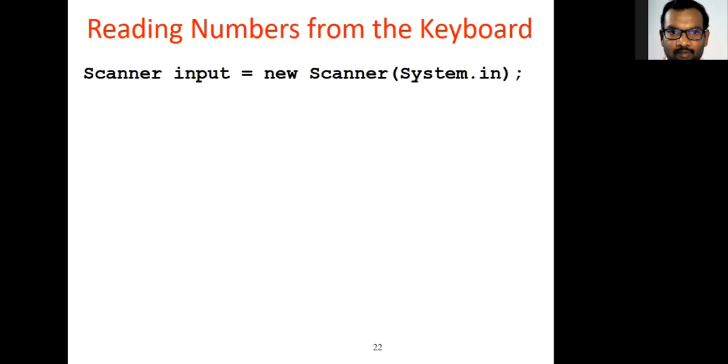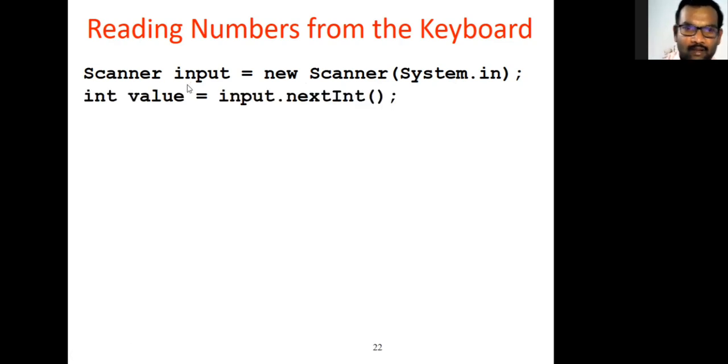So this is the way to use the input from the keyboard. Scanner is a predefined class defined in the util package, and we need to create the object for that class. Input is the name of the object, and for that we are passing the keyboard as a parameter. System.in represents the keyboard. Now input is the new object created of type Scanner.